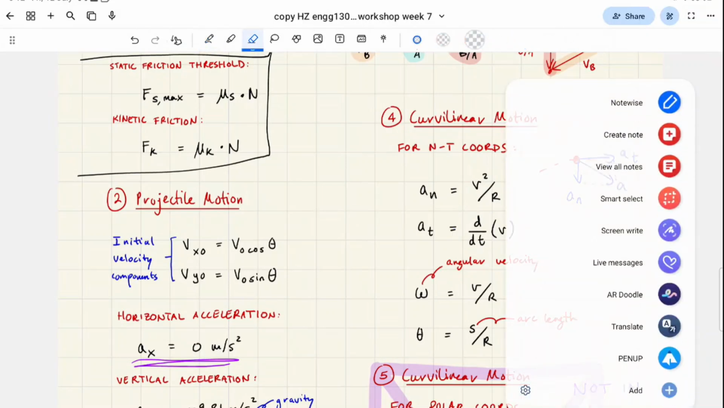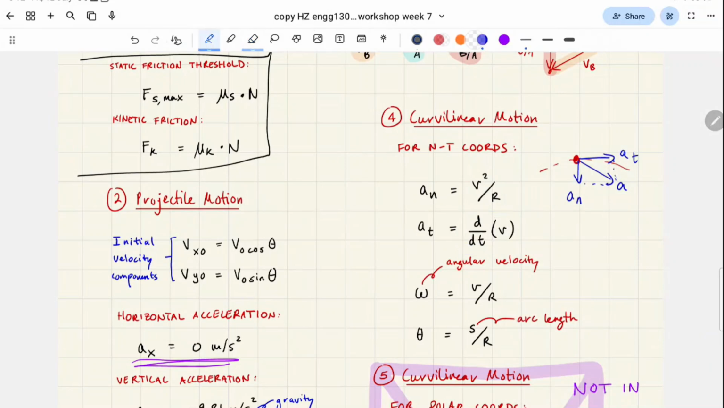I've done it in calculus expression, but essentially, if you want to do it in a linear way, it's just change in v over change in t, right?